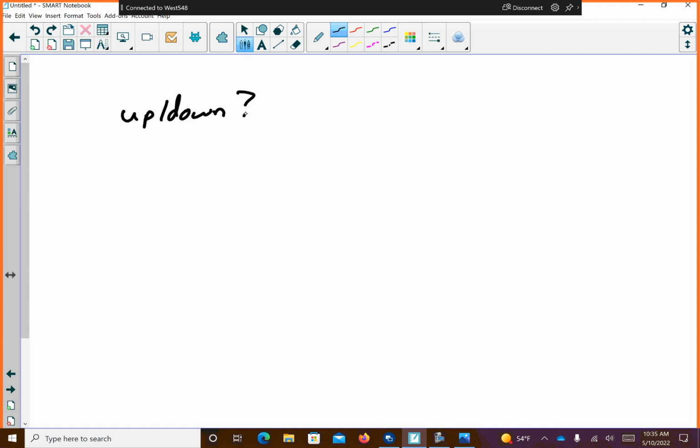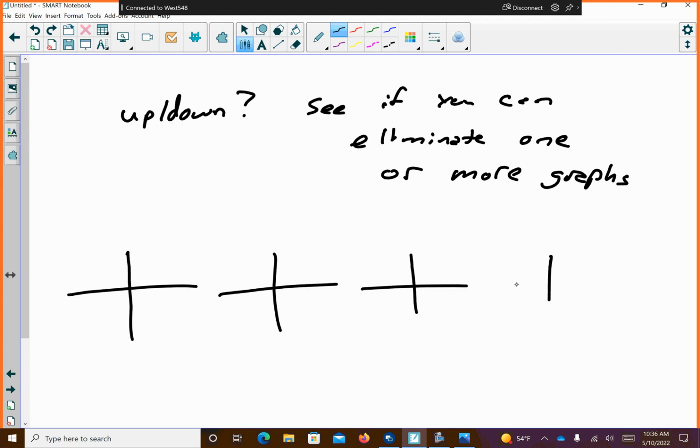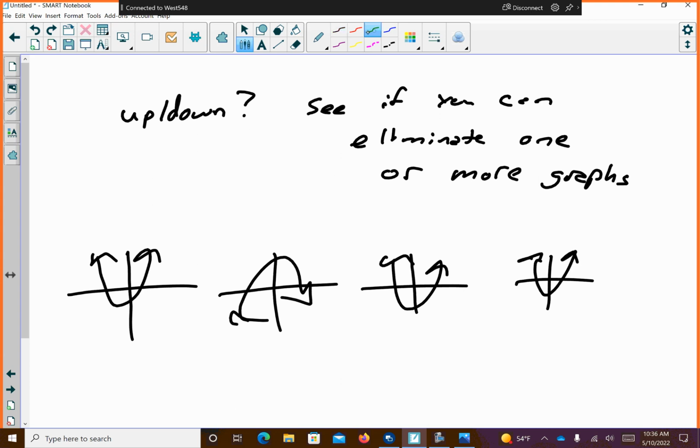Okay? If you know it's one way or the other, see if you can eliminate one or more of the graphs. Does that make sense when I'm saying that? So meaning, if I have these 4 choices down below, A, B, C, and D, and you're working this problem out and you know it opens up, so I can eliminate this choice. Okay, that takes you from a 1 in 4 chance of guessing it to a 1 in 3 chance.